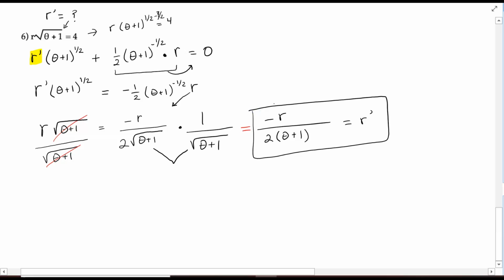Okay, so again, if you had a value for theta and a value for r, perhaps an angle and a measure of a radius, then you could find the slope of the tangent. Okay, so nothing really to it. So just another set of implicit differentiation problems.